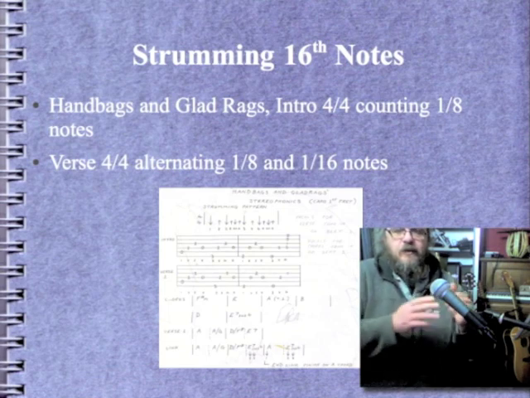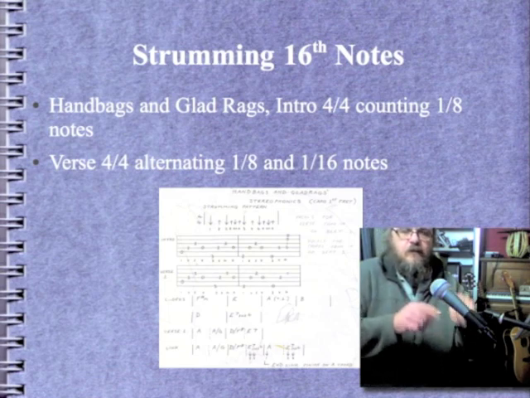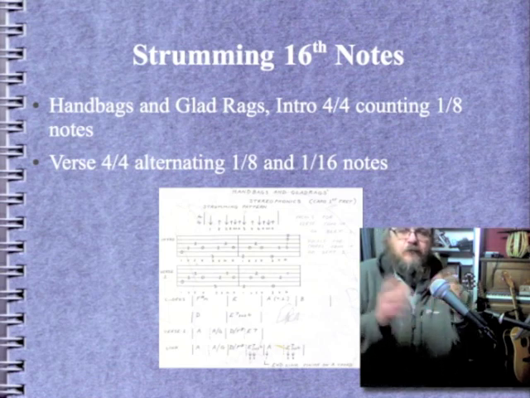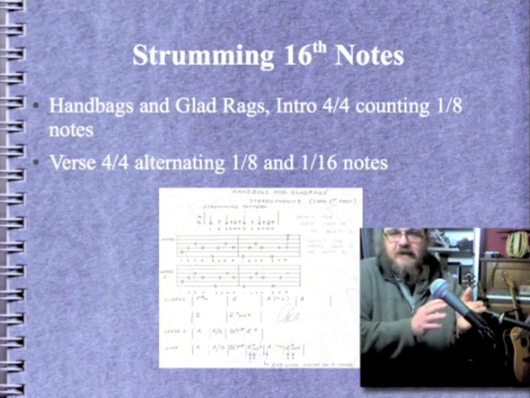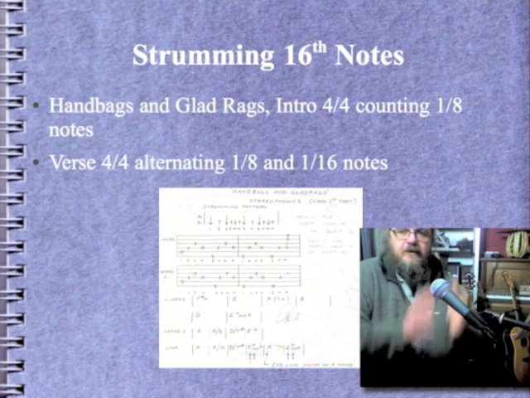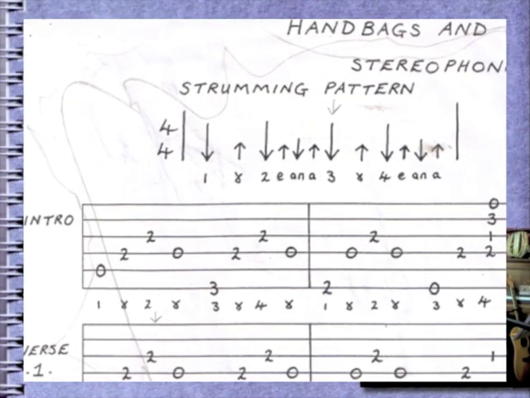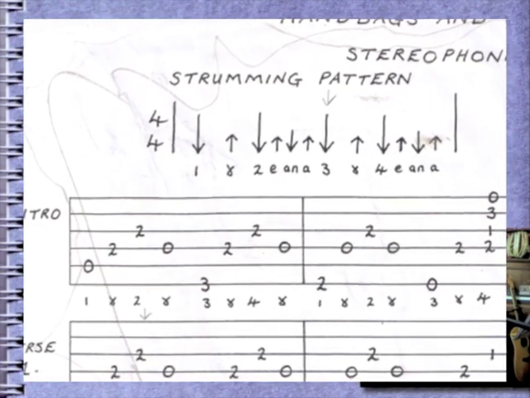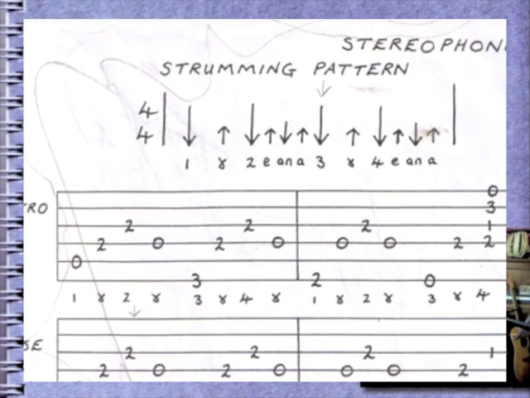So obviously 1, 2, 3, 4 would be quarter notes. 1 and is eighth notes. 1 and 2 e-and-a, that would be 16th notes, if you had 1 e-and-a, 2 e-and-a, 3 e-and-a, 4 e-and-a.